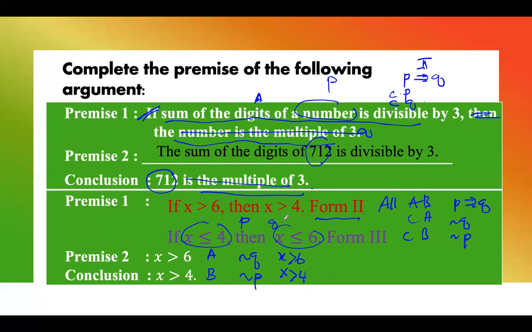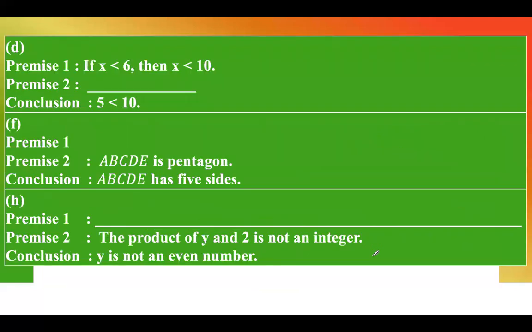So there are two question type answers, right? So if form 2, then x bigger than 6, x bigger than 4. If form 3, x less than or equal to 4, then x less than or equals to 6. Right? So next one.